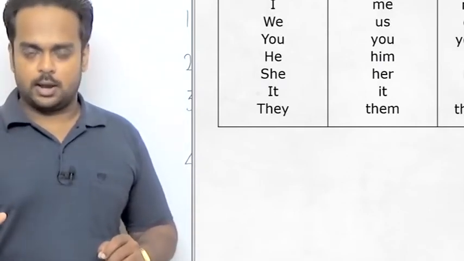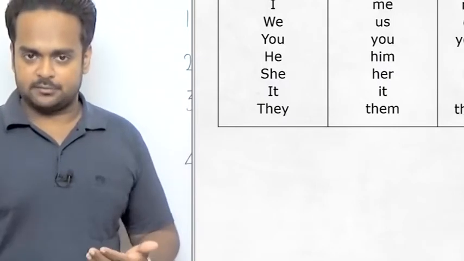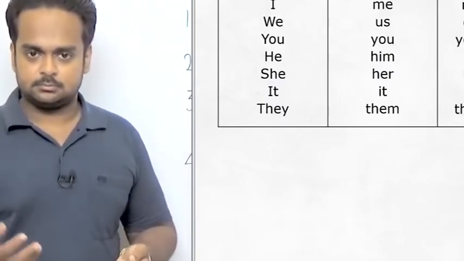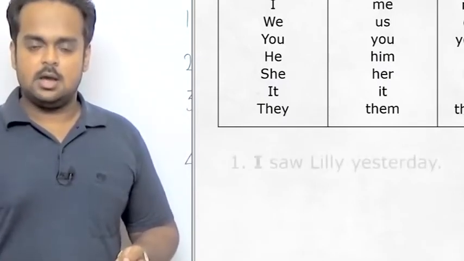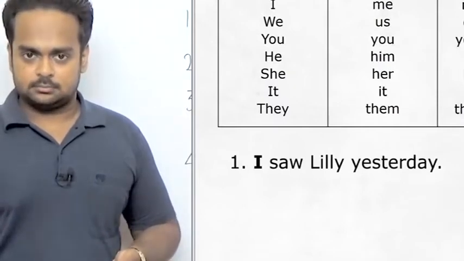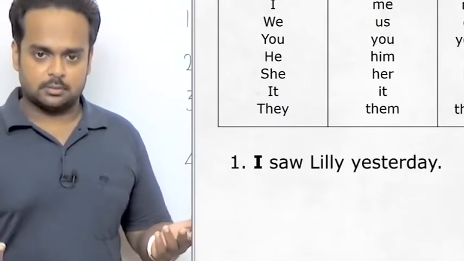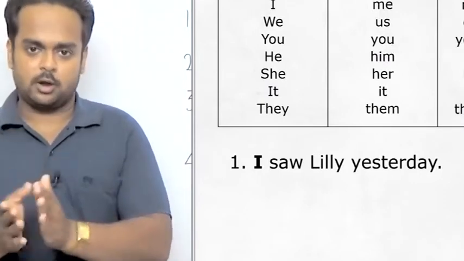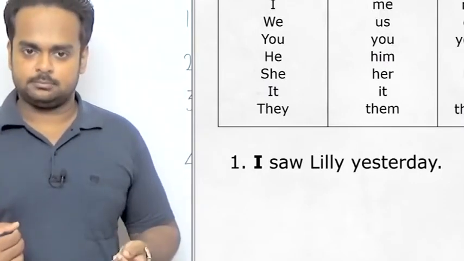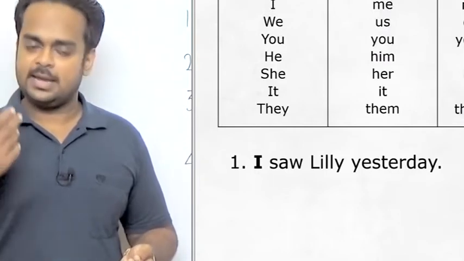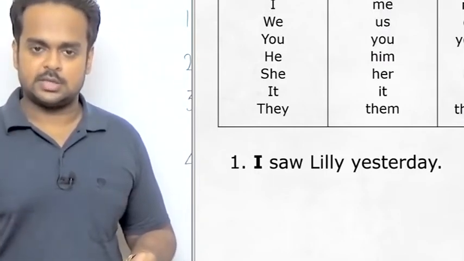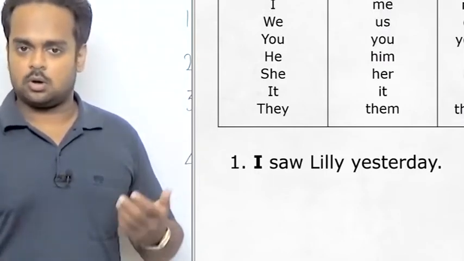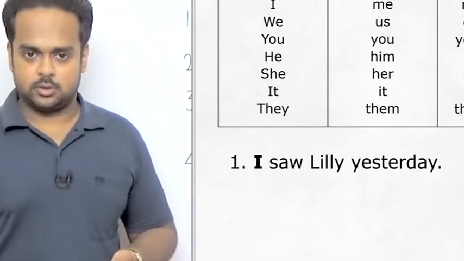A subject pronoun is used in the place of a subject in a sentence. For example, in this sentence, I saw Lily yesterday. Here, which is the pronoun? The pronoun is I, and it's a subject pronoun because I do the action. And you can replace that with any other subject pronoun. You can say, we saw Lily yesterday, or he saw Lily yesterday, etc.